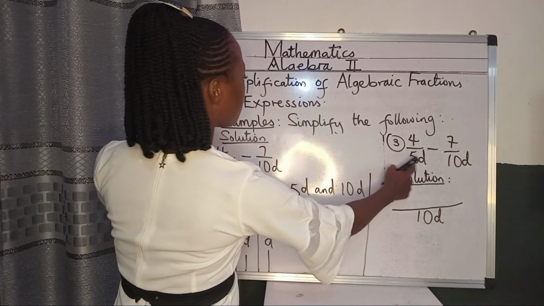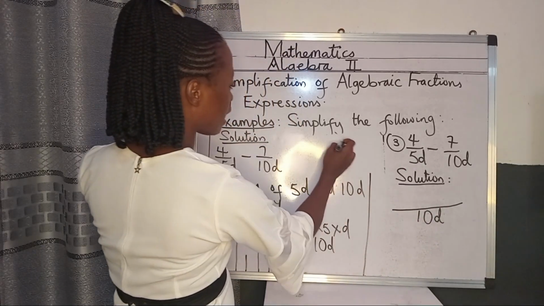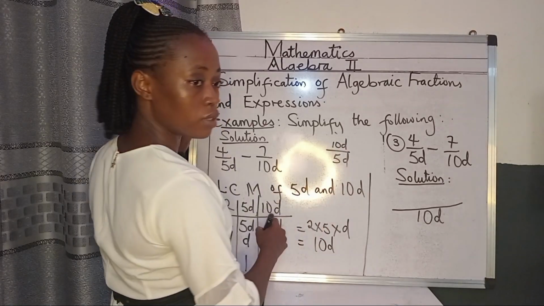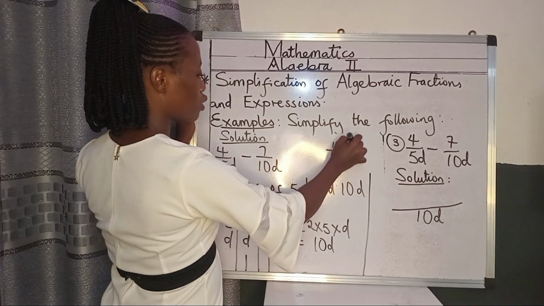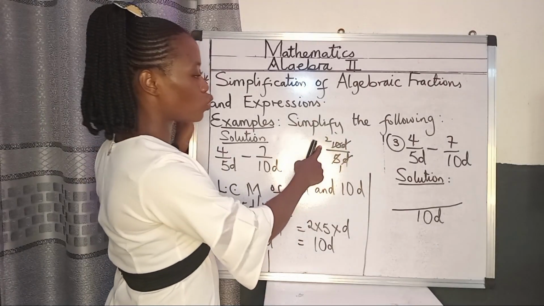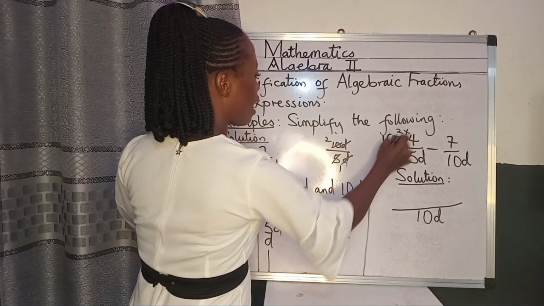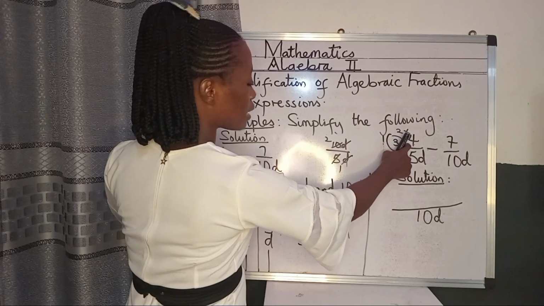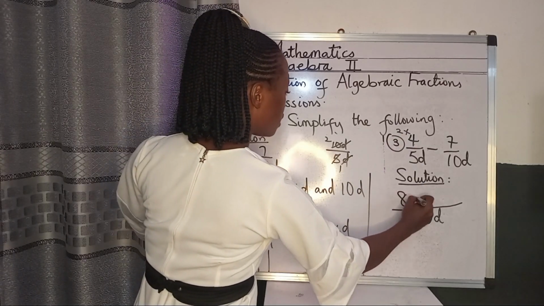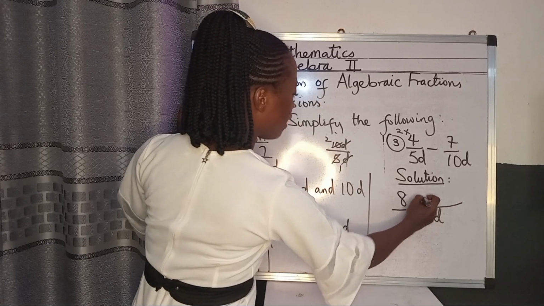All right, now 5d in 10d is just like saying 10d divided by 5d. Are you seeing it? d cancels d. 5 here is 1. 5 in 10 is 2. So my answer is 2. Now, the 2 I got there, I'll multiply it by what I have as my numerator. So 2 times 4 will give me 8. I'll add my minus sign.